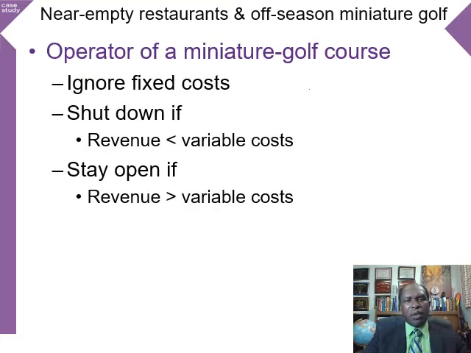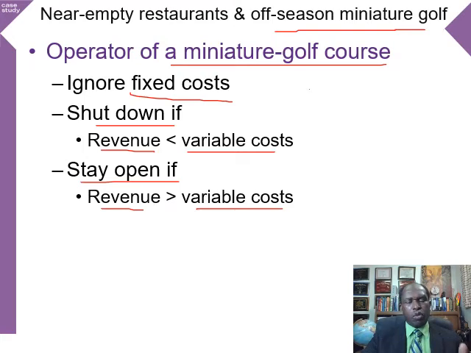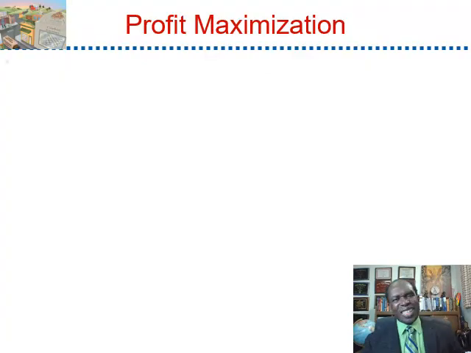So how about an off-season miniature golf course? When operating a miniature golf course, you have to ignore the fixed cost. An example of a fixed cost would be the price of renting the golf course. Another fixed cost would be the price of renting the golf house. You shut down if the revenue is less than the variable cost, and you stay open if the revenue is greater than the variable cost. Examples of variable cost would be the wages paid to the workers, and the wages paid to the person who cuts the grass on the golf course.